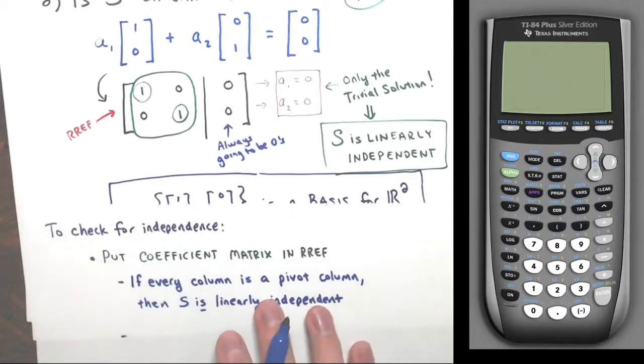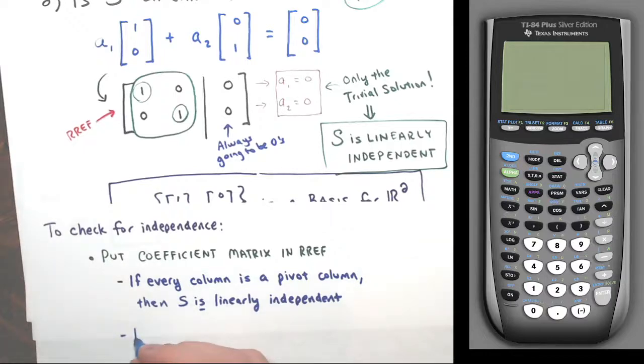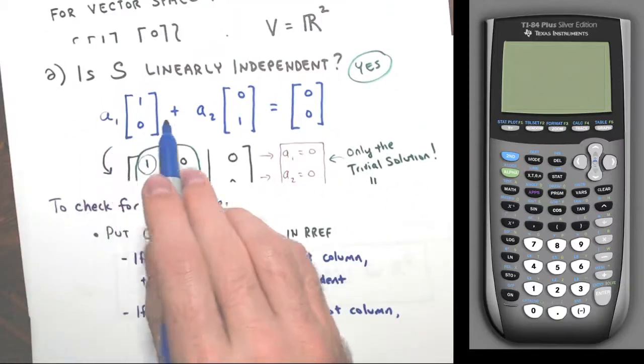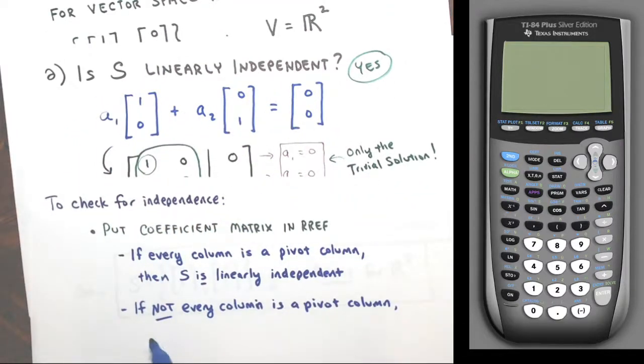And of course, if not every column is a pivot column, that means you're going to have free variables and infinitely many solutions to that equation where you set up a linear combination equal to zero vector. Then S will be a set of linearly dependent vectors, as opposed to independent.